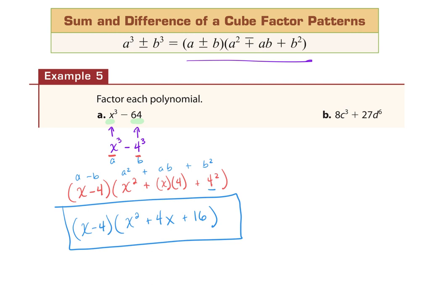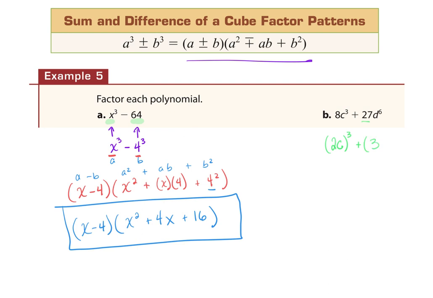All right, let's look at the next one. The first thing I'm going to check is, are they perfect cubes? Well, yes, 8 has a perfect cubed root of 2. And of course, c cubed, the root there is just c. So I can rewrite 8c cubed like 2c if I were to cube it. That would be my a. And then plus, does 27 have a perfect cubed root? Well, yeah, that's going to be 3.